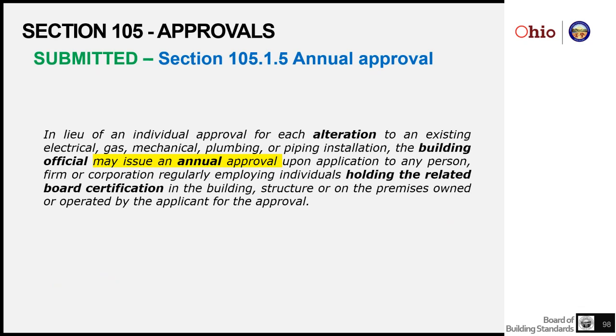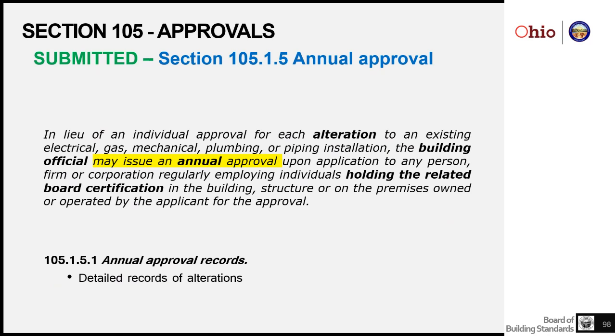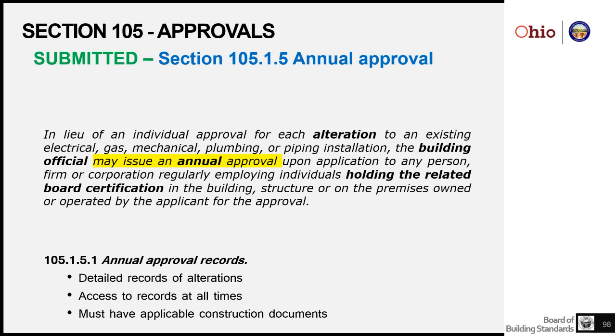Now, there's a caveat to all this with the annual inspections, is that they must also maintain some pretty specific records. They have annual approval records, which is detailed records of any alterations that are made. Access to those records must be available to the building department at all times, and we would say reasonable times. And they must have the applicable construction documents. So basically, they can document the whole thing.